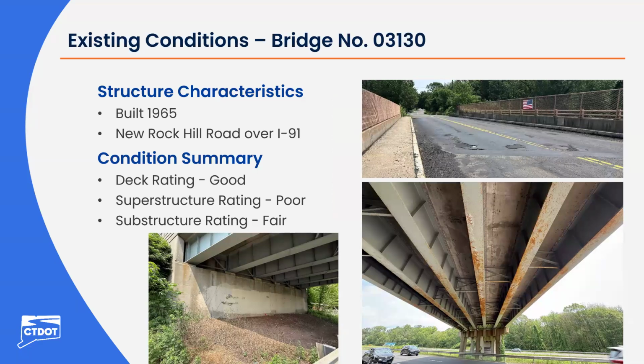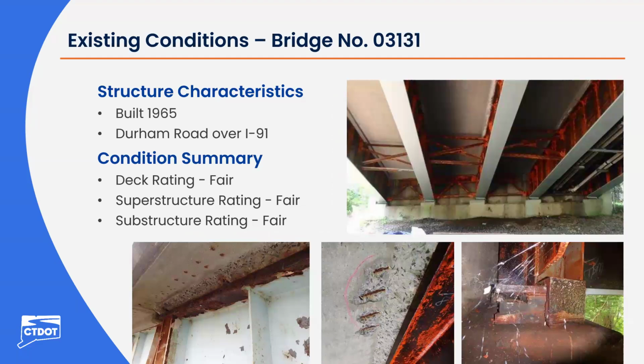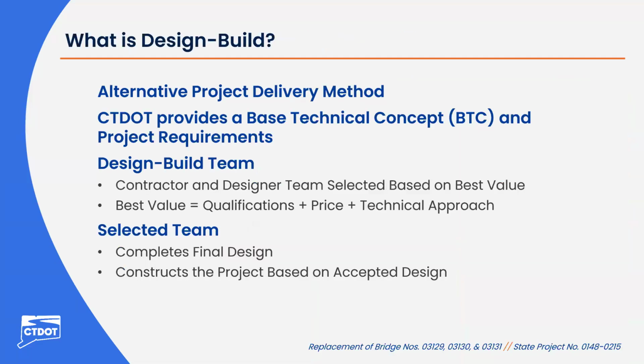Bridge 3130, which is New Rock Hill Road, was also built in 1965 and has condition ratings between poor and good condition on the various structural elements. Finally, Bridge 3131, which is Durham Road, has condition ratings that are in the fair range for the various structural elements. And through the various pictures, you can see some of the existing conditions from the various inspections that have taken place on the bridge structures.